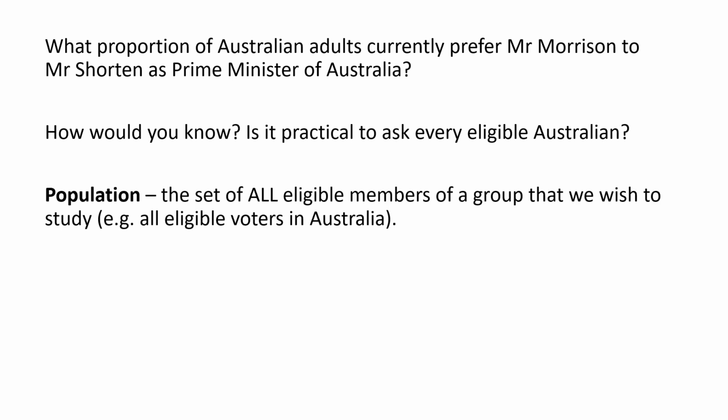Firstly, let's distinguish the concepts of population from sample. A population in this particular context would be the set of all eligible voters in Australia who could make a determination on whether they prefer Morrison or Shorten as PM. Okay, so that's something fixed but really unknowable in this situation.